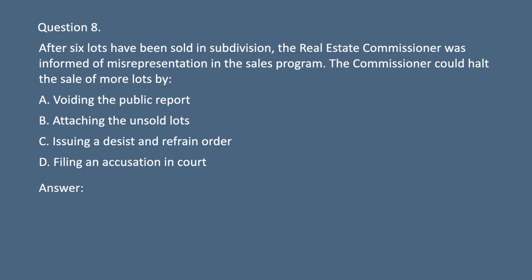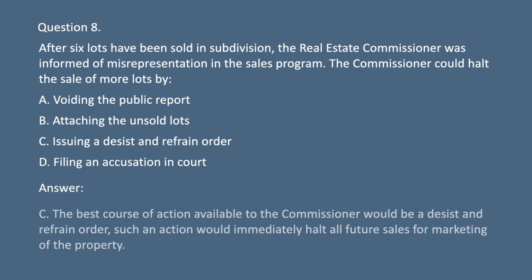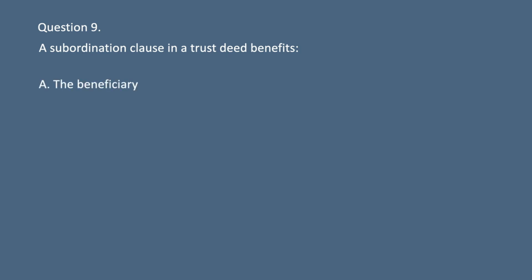Answer. C. The best course of action available to the commissioner would be a desist and refrain order. Such an action would immediately halt all future sales or marketing of the property. Question 9. A subordination clause in a trust deed benefits A. The beneficiary. B. The trustor. C. The trustee. D. None of the above.